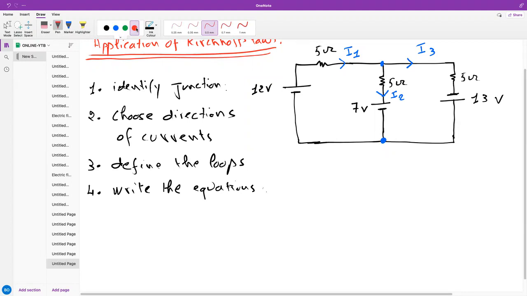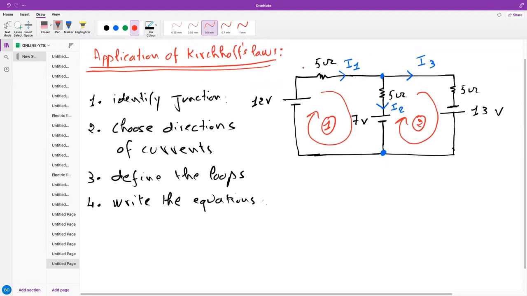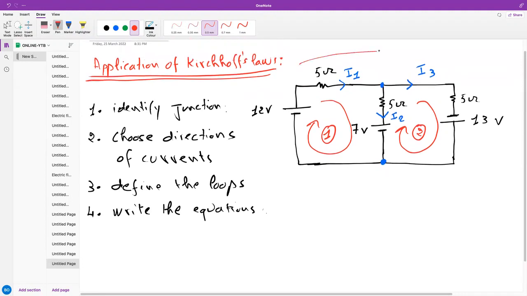Let's define the two loops: loop number 1 and loop number 2. We can also define loop number 3, which is the loop here, but I'm not going to use it for the moment.